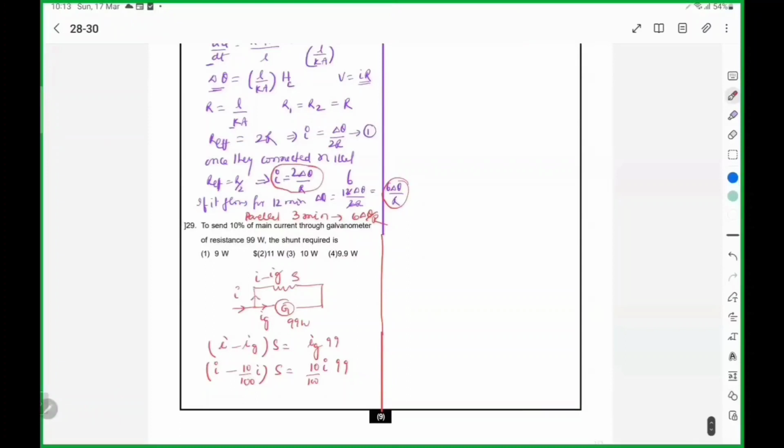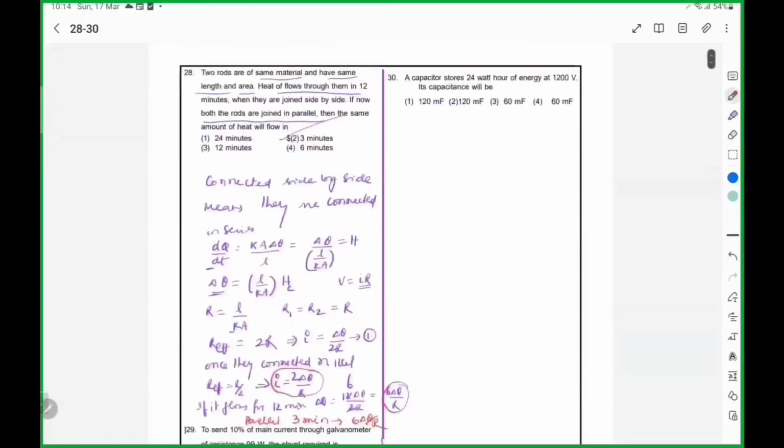So here it is 9I by 10 into S equals, this 10 gets cancelled out, 99I by 1. I gets cancelled. Yes, here it is 99 by 9. 11 ohms.